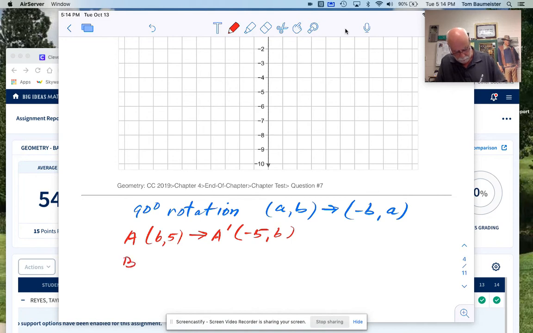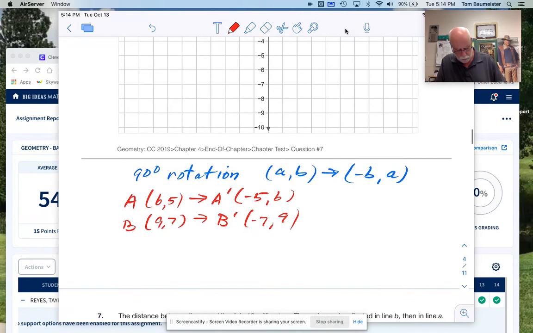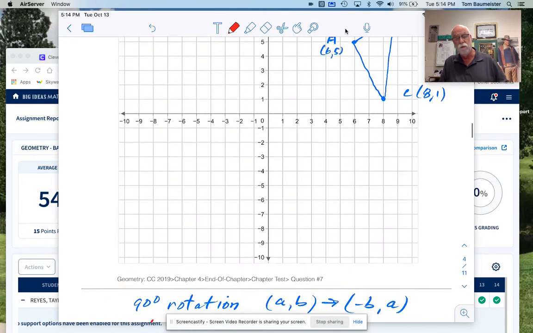For B, we had 9 and 7, so we'll map it to B prime, which will give us negative 7 and positive 9. And then for C, we had 8 and 1. And that'll map to C prime at -1 and 8. So we'll graph those ones.